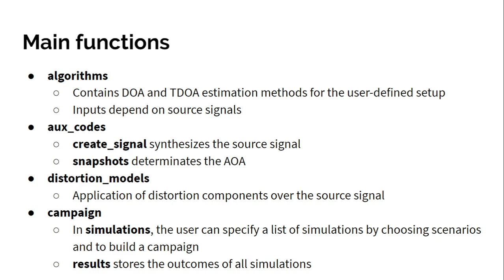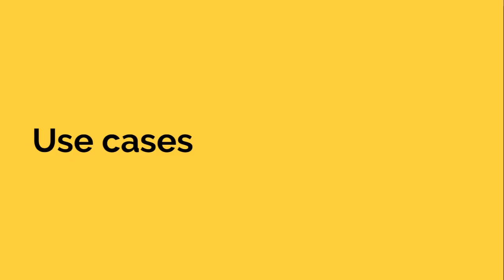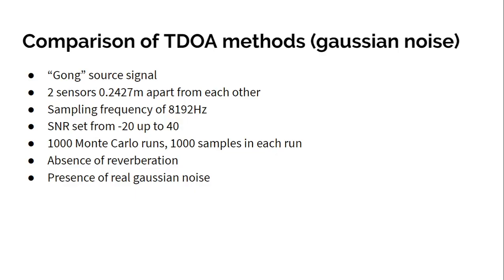Right, so now we get to the use case. That's where I'm going to expose some of the results that we can achieve with SimPatico. The first setup here, we're just going to use one of the most basic setups that we can have, a gong source signal.